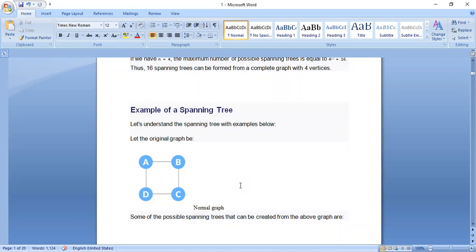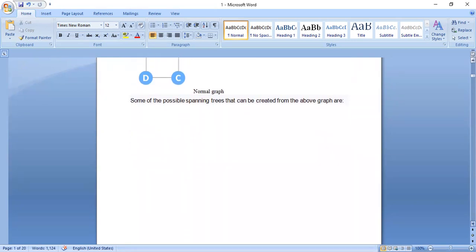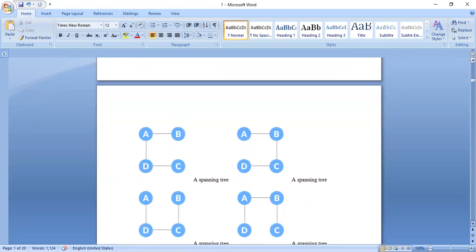But minimum spanning tree means with minimum distance, I should visit all the cities in a given country. Same, it is implemented here. With minimum distance, I should visit all the nodes in a graph. So you can see.